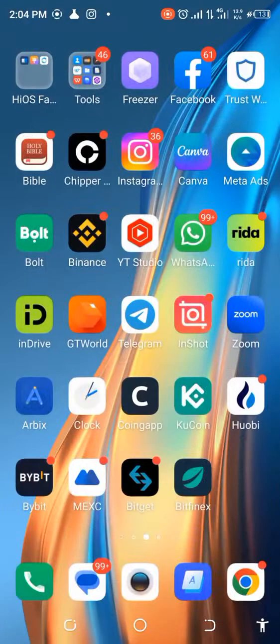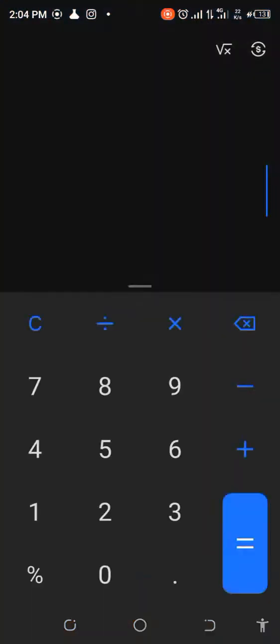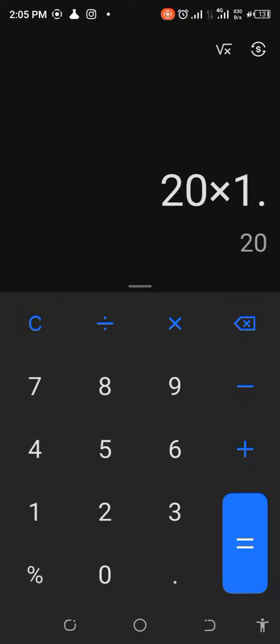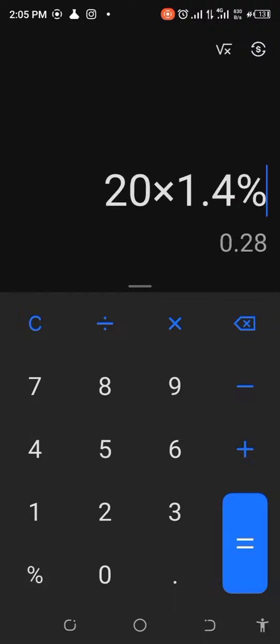Let's see what percentage that will be. So let's say $20 times, let's just say 1.5. I'm just going to check that out. Don't mind me and my mathematics. Okay, almost 1.5. I think that's 1.4. This was a triangular arbitrage that gave us a 1.4% profit.